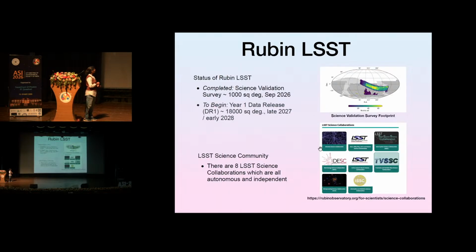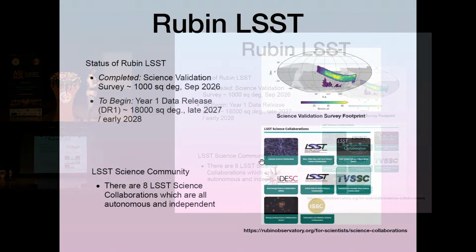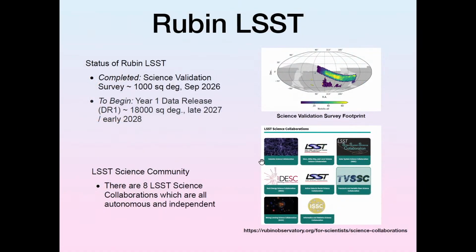The current status of the Rubin LSST is that the science validation survey is over, and it has covered something like 1000 square degrees up to half of the year 1 depth. We're expecting a data release sometime in September 2026. Next, we are planning the year 1 survey, which is going to start pretty soon, and the data release for that is going to be sometime in late 2027 or early 2028.